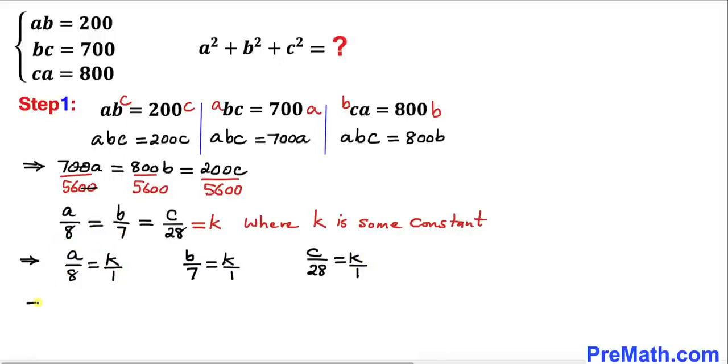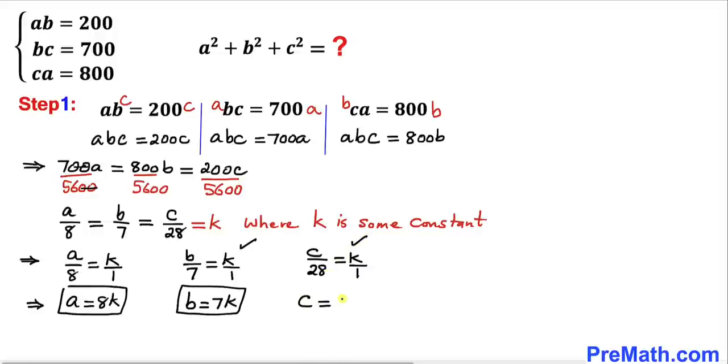So therefore, if we cross multiply, we are going to get A equals 8K. This is our first value of A. And let's cross multiply on this one as well. So that is going to give us B equals 7K. And finally this, if we cross multiply, C is going to be equal to 28K.